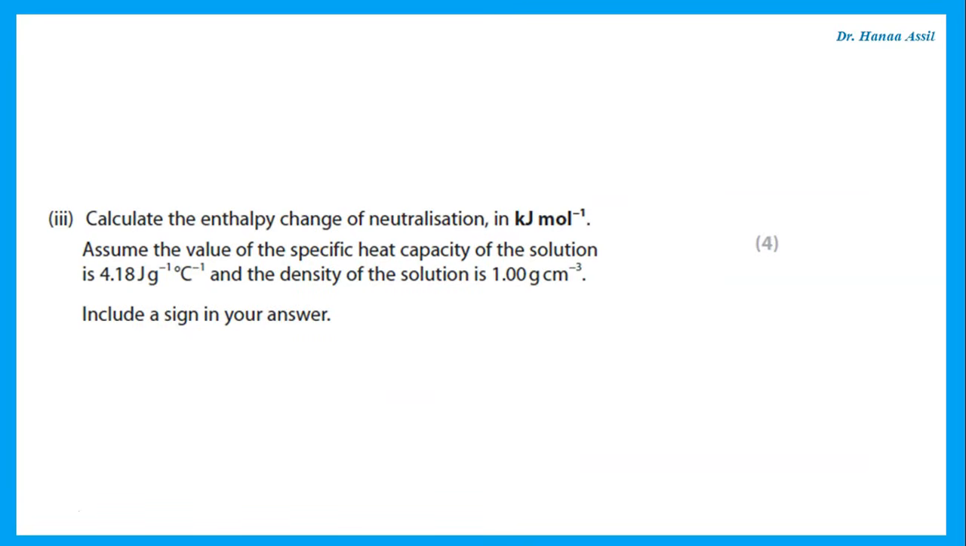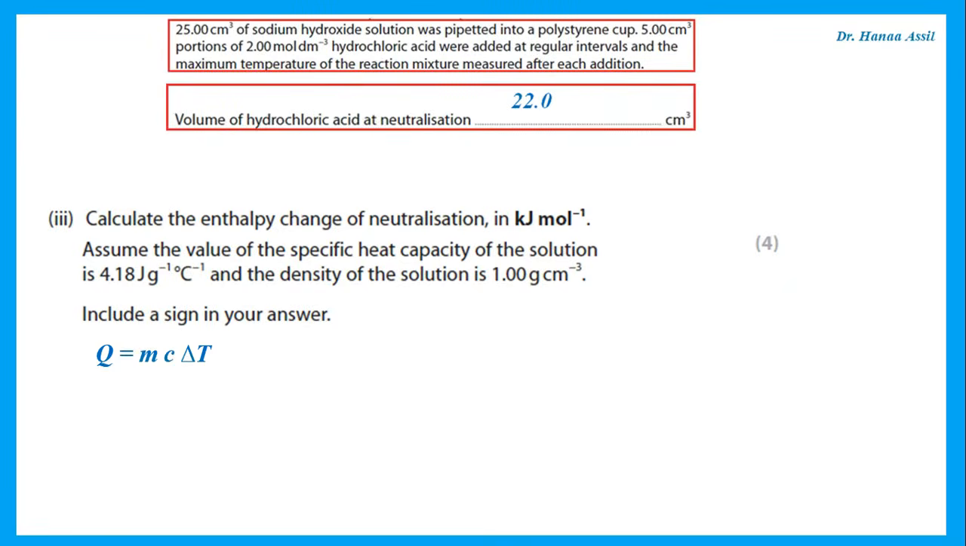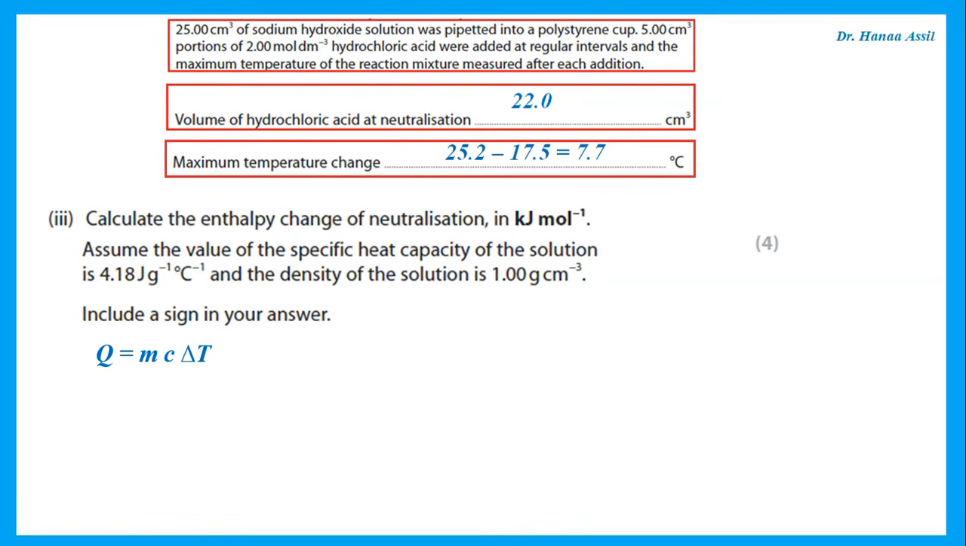Calculate the enthalpy change of neutralization in kilojoule per mole. So we're required to get delta H. How do we get delta H? You should realize that we get delta H using Q is equal to mc delta T. Now what is m? Look at the information. We put 25 cm³ of sodium hydroxide, and we used a total volume of 22. That means my m is the total of that. Now, what is delta T? Delta T we got from the graph is 7.7.